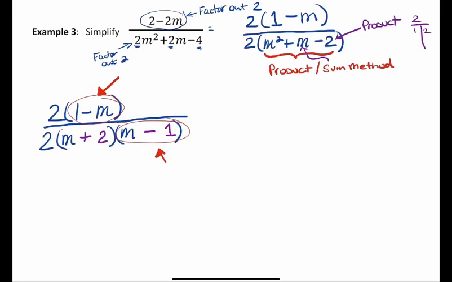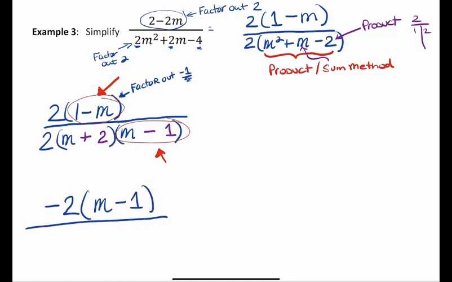But I really want you to understand the algebra behind all this and understand what's going on. So what I'm going to do is take that top 1 minus m and factor out negative 1. Now, in factoring out negative 1, that 2 is going to become negative 2. And then I'm just going to write this as m minus 1. And then I'm going to write the denominator exactly the way it was before.